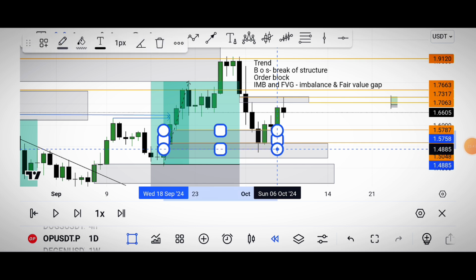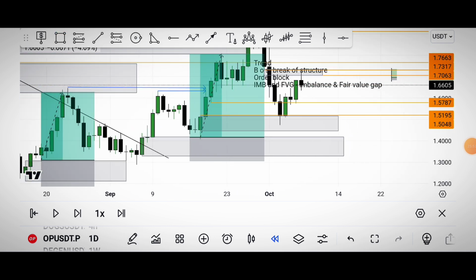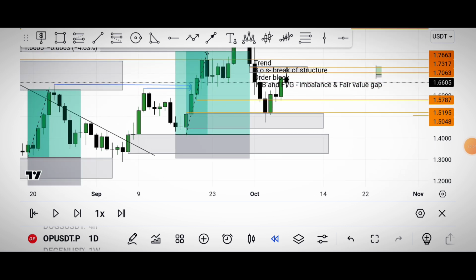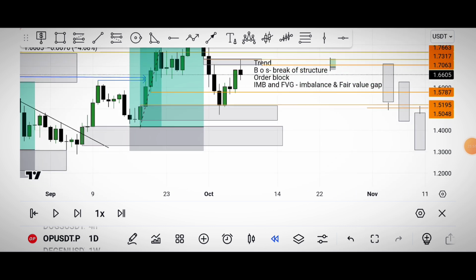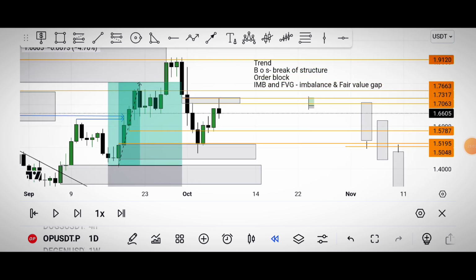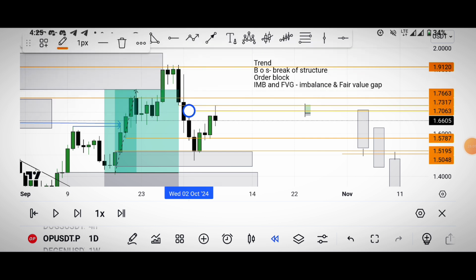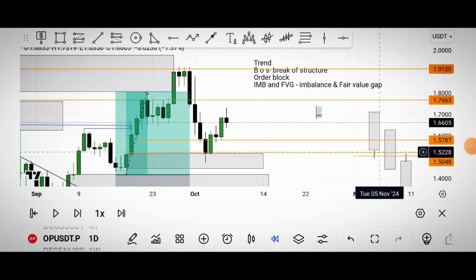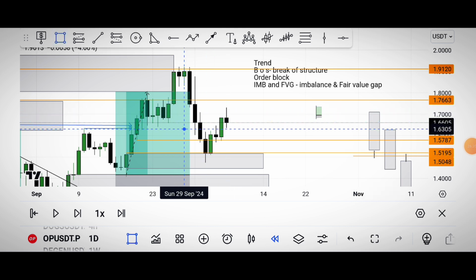So at this level, you have already understood the concept of trend lines, which was the concept which we started with: the break of structure, the order block, the IMB or FVG, that's fair value gap or imbalance, that's what we call it. Now you can see how price filled up this gap, so let's go ahead and delete all that. Also, looking closely at this point, you can notice for sure that the market is changing its concept.